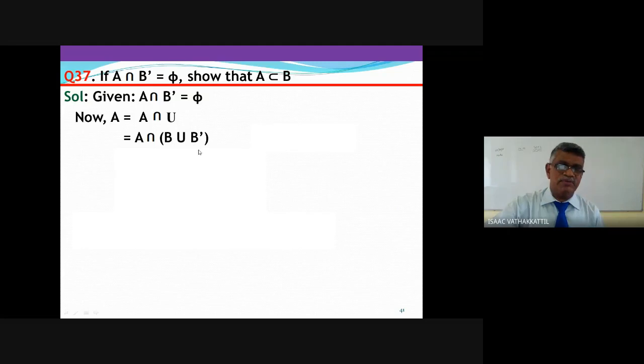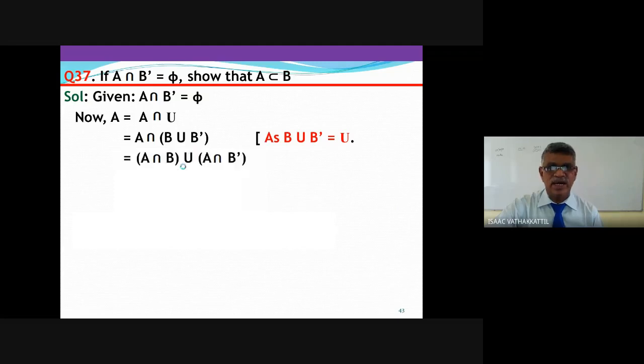Now I am going to apply the distributive law. A intersection (B union B dash) is A intersection B union A intersection B dash. Agreed? That is the distributive law. But what is A intersection B dash? Given, it is the null set. So A intersection B union null set is A intersection B. So what I have is, when A intersection B dash is null set, A is A intersection B.